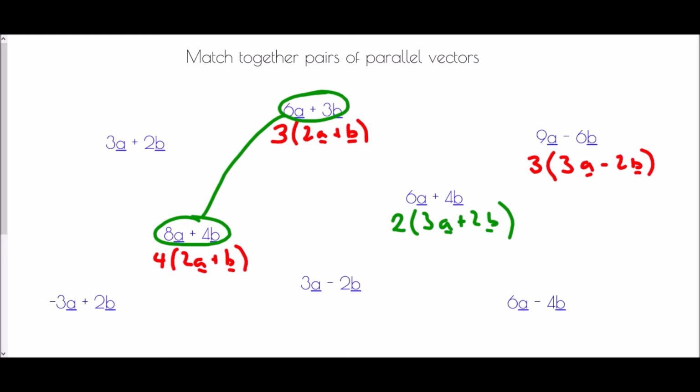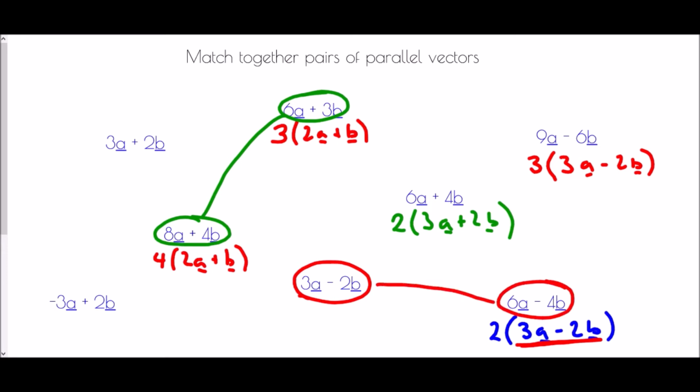And just careful here, we've got 3a plus 2b and 3a take away 2b. They will not be parallel. So carrying on, negative 3a plus 2b, I can't simplify that one. 3a take away 2b, I can't simplify that one. 6a take away 4b, well, that one I can put a factor of 2, so 3a take away 2b. And so now all I need to do is see if I can find matching factors in the vectors. Well, here we go. 3a take away 2b, I can see that here as well. And therefore, those two are a matching pair.